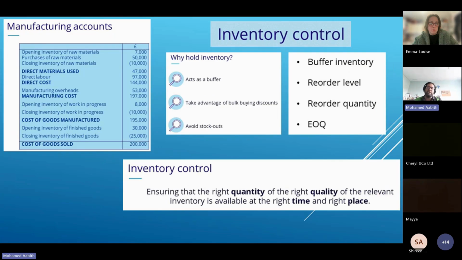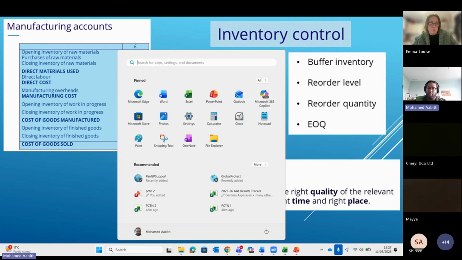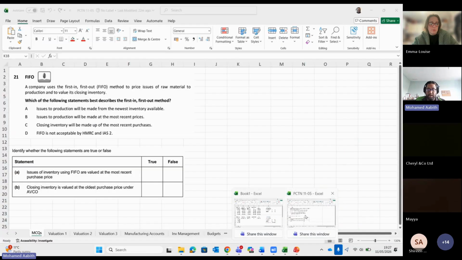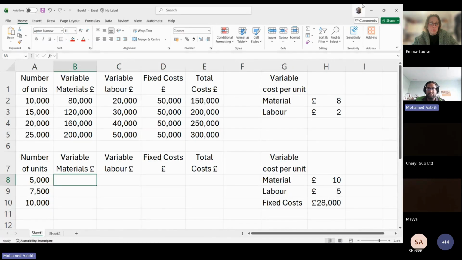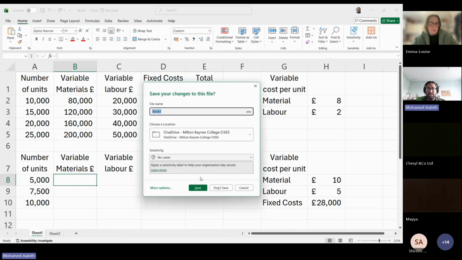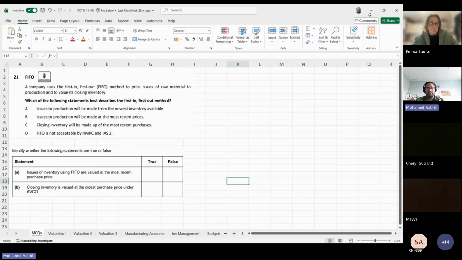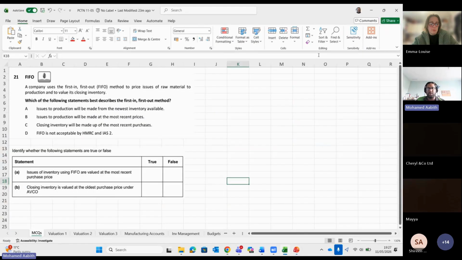So let's have a quick look at some questions which I have prepared so we can work on. Not this one, I don't need that. This is PC. Okay, so here we have some multiple choice questions. Let me come out of this so I can go into the spreadsheet now. Yeah, that's fine.